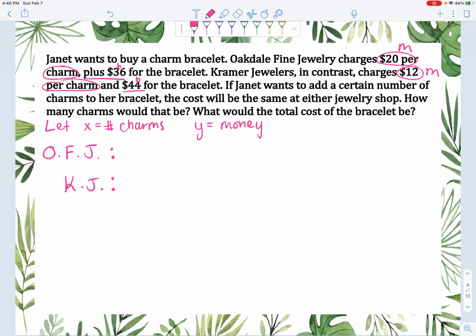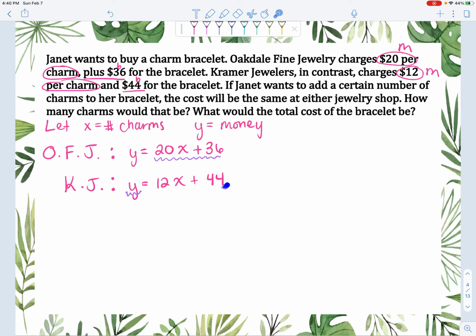Once I know all that information, I can write a linear equation for each place. Oakdale Fine Jewelry is y equals, they're charging 20 per charm, so that's my slope, 20x, plus 36, so that's my b value. Kramer Jewelers is y equals, and they're charging 12 per charm, so 12x, plus 44 is my b value. Once I've got my system, which is the hardest part, I can take this expression, which is equal to y, and replace the y in the other equation.